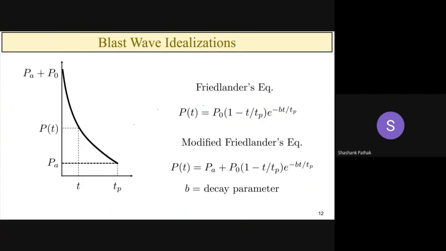Now, this blast wave idealization, I think you are already aware, because I have discussed this in the MATLAB assignment. So there is not much to explain. The only thing that I want to highlight is that this is the ambient atmospheric pressure. And the blast wave is this extra P0 that is coming into the environment because of the shock wave. So generally, when we are talking about structures, you will see plots like this.